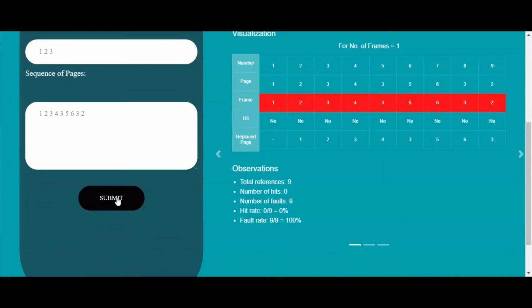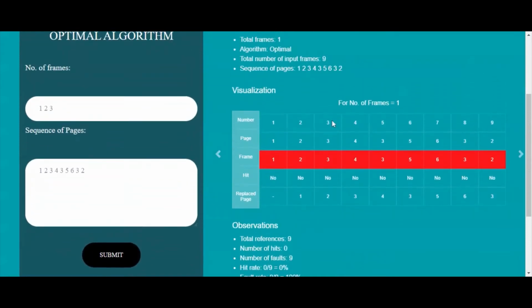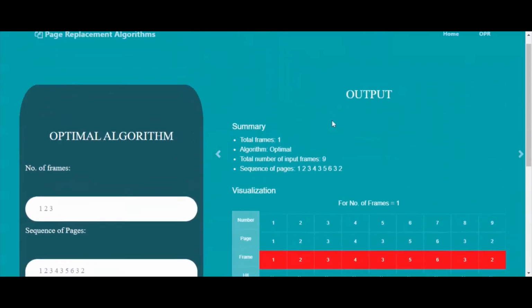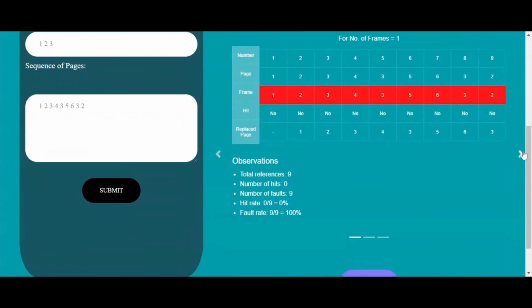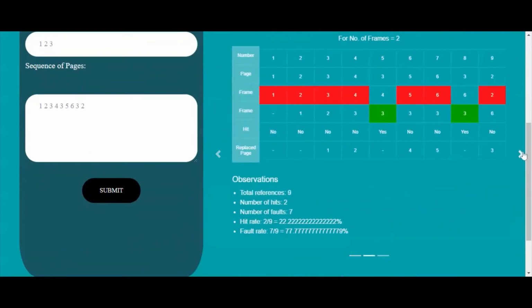Now, if I click on the submit button, we get the output here, which you can see most of them are not hits. And so there is a 100% fault rate. This is a bad algorithm.